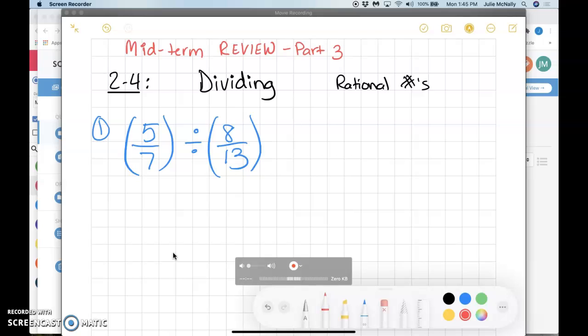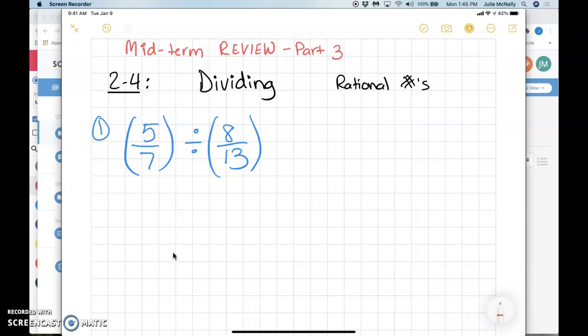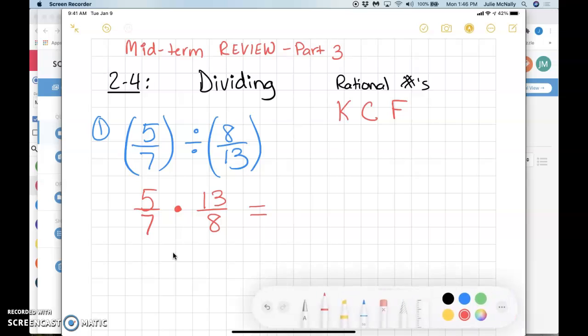Okay, for the last section, 2-4, we're dividing fractions. So what do we have to do when we're dividing fractions? Keep, change, flip. So we're keeping the first fraction the same. Changing the sign to what? Multiplication. And then flipping what? Yeah, the second fraction is getting flipped. Now I can just multiply like normal.